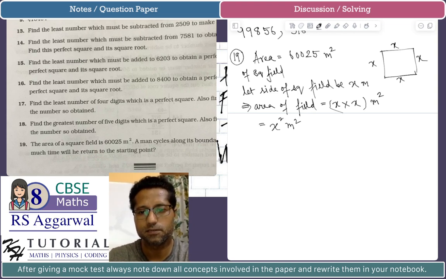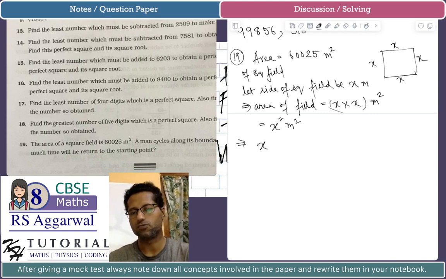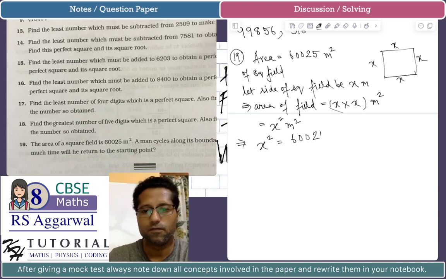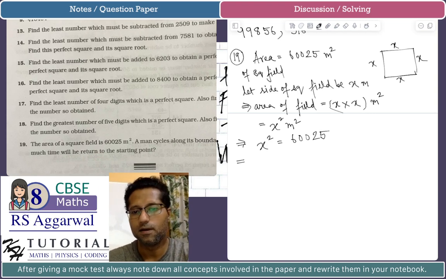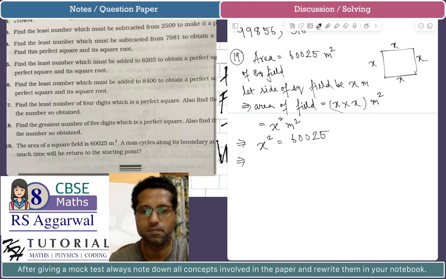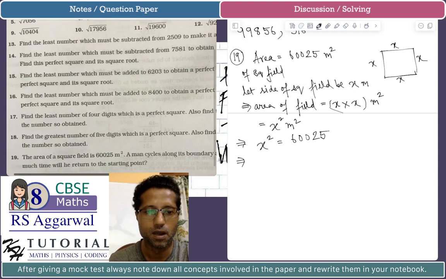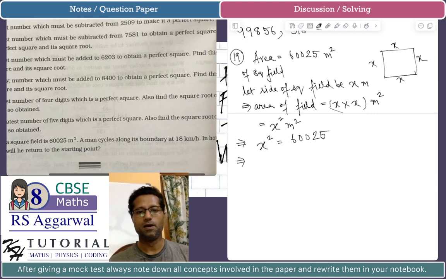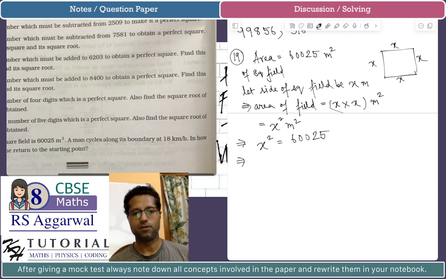So this implies it is given that the area of the square field is 60025. So we can say x square is equal to 60025. From here we need to find... It is asking that a man cycles around its boundary at 18 km per hour. How much time will he take to return to the starting point? This means how much time will it take for the man to cycle the entire boundary of the square?